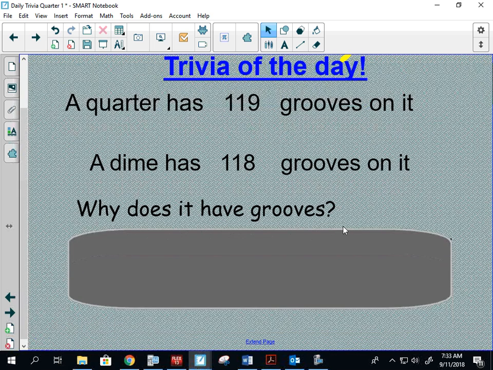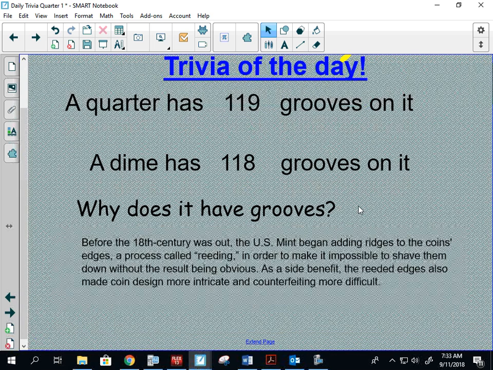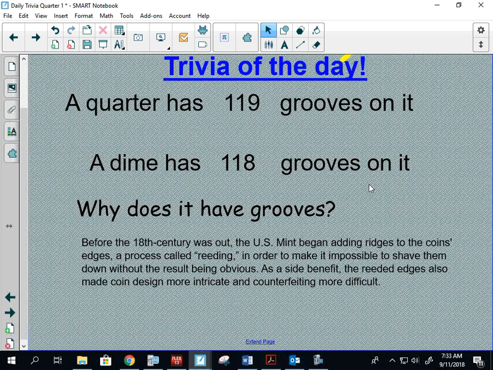It has to do with the history of counterfeiting. Before the 18th century, the U.S. Mint began adding ridges to coins' edges, a process called reeding, in order to make it impossible to shave them down without the result being obvious. People would shave off a little bit of coins, and if you shaved off enough, you could melt them all down and make extra coins from the fringe of the ones you shaved. As a side benefit, the reeded edges also made coin design more intricate and counterfeiting more difficult. So that's why we added grooves: to tell if a coin had been shaved down.